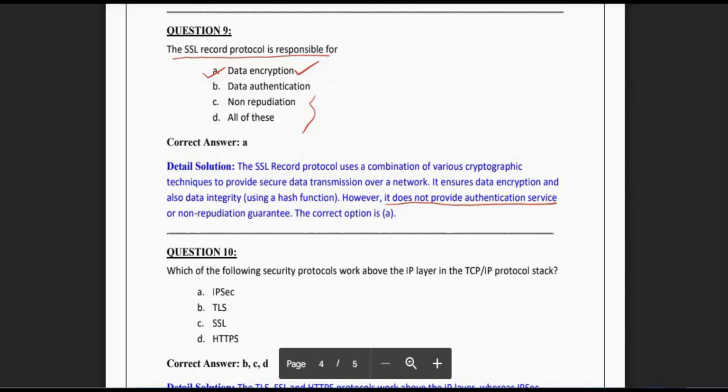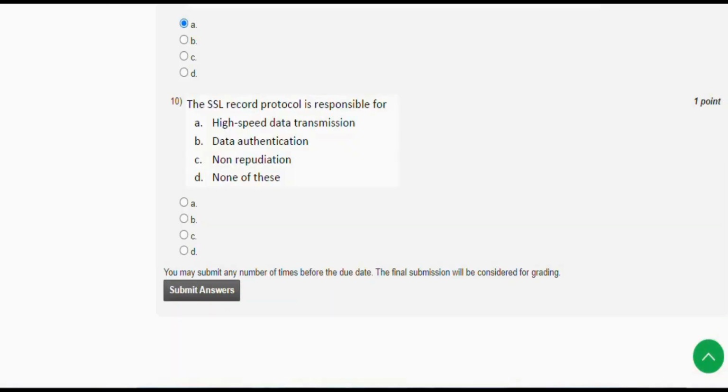I also did some research on the SSL record protocol and found that it is also responsible for high speed data transmission, but not directly. So that is partially correct. So either you can choose options A or D.